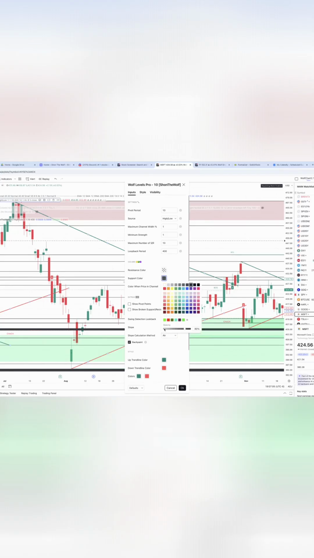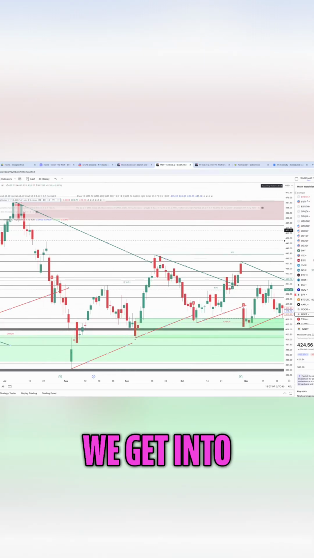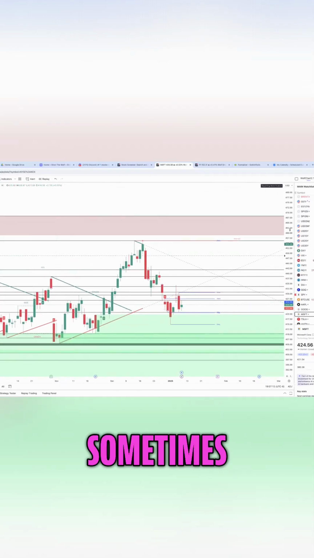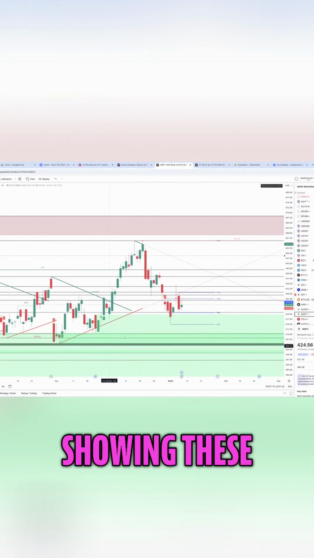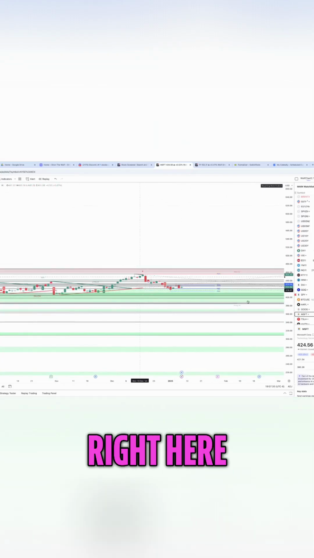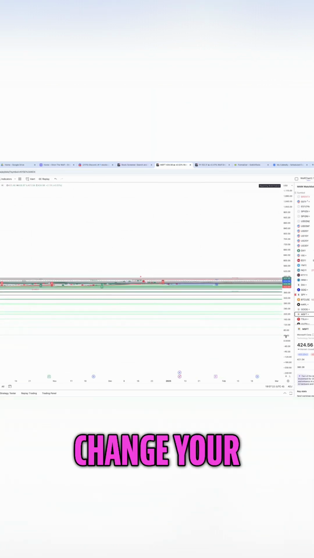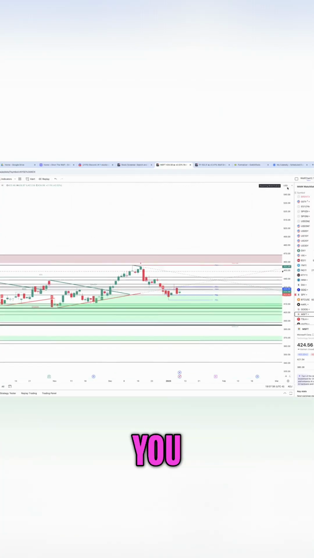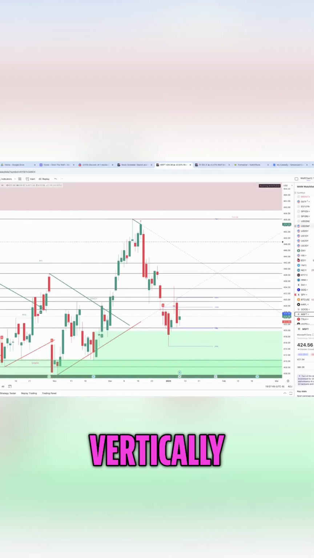Before we get into that, if you're new to TradingView, the first thing that'll frustrate you is that sometimes, especially when you have zones on your chart like this showing order blocks and buy zones, your chart will be squished down like this, especially when you change your time frame. So in TradingView, over here on the price scale to the right-hand side, if you're on a tablet or your phone, if you swipe up with both your fingers on this price scale, this is how you stretch your chart out vertically, right?